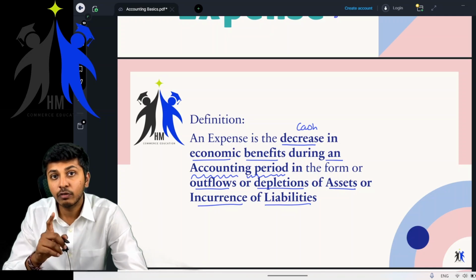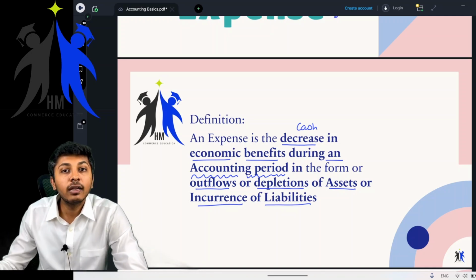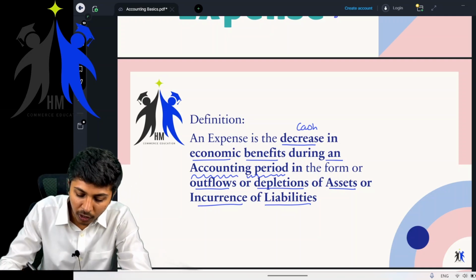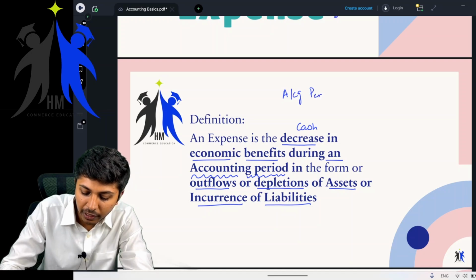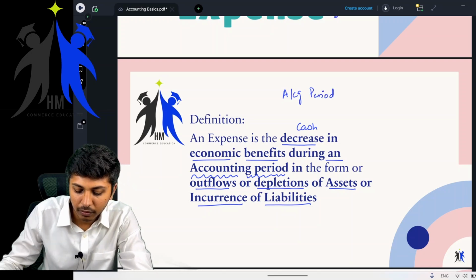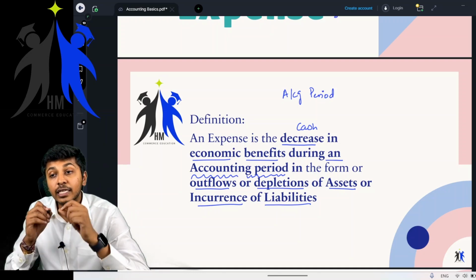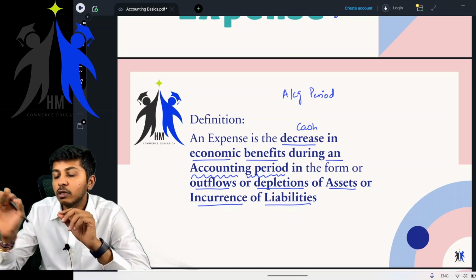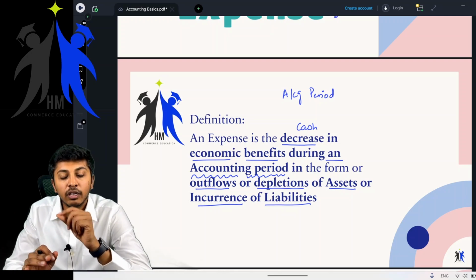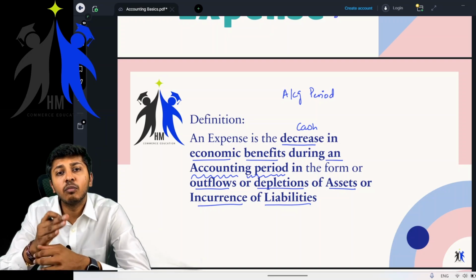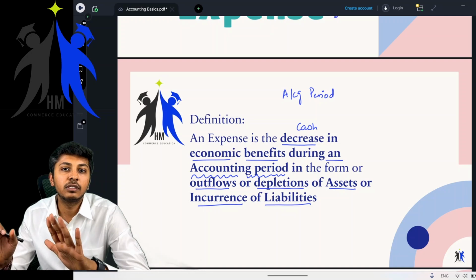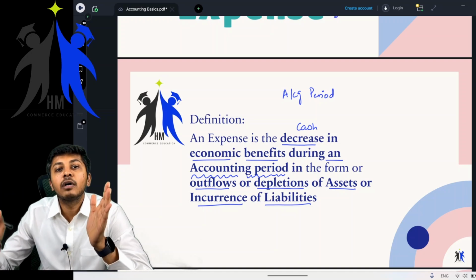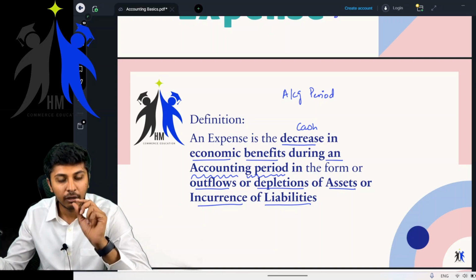I will give you an example, a better example later. If it is for more than one accounting period, then it will not fit into the expense definition. So the key word, the ultimate word, is accounting period. If this expenditure belongs to one particular accounting period only, then this will qualify as an expense. If you are going to get benefits for more than one year, then that is not an expense. Of course, the proportionate expense I will tell you, but the entire thing will become an asset. I'll give you clear examples.